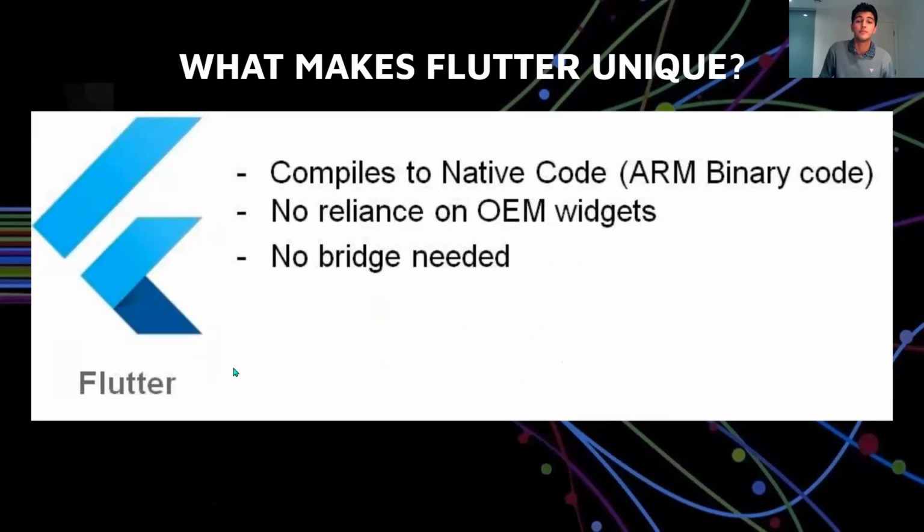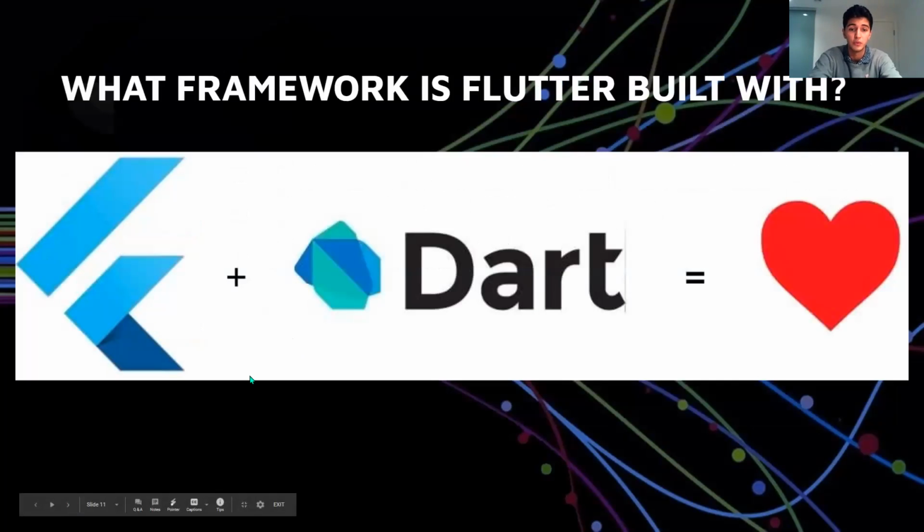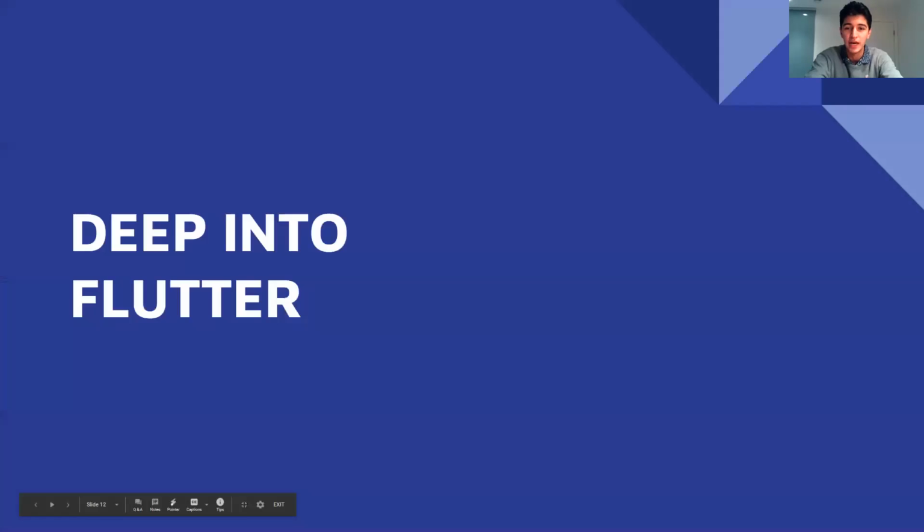What makes Flutter unique? It compiles to native code in an ARM binary. It doesn't rely on any external widgets, and there's no bridge between what you code and what you see on the screen. And of course, it's built with Dart. That equation on the screen is something you're going to really appreciate as you go forward with the language. Now we're going to dive deep into Flutter.